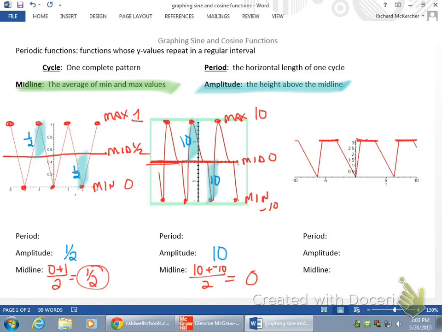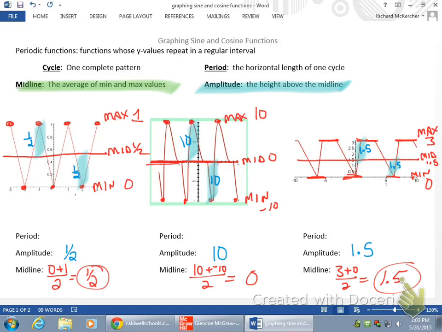Last example over here, the max value was 3. The min values were all 0. So the average of that is 1.5. So my midline is right there at 1.5. And you can see that the amplitude is exactly 1.5 above and 1.5 below.